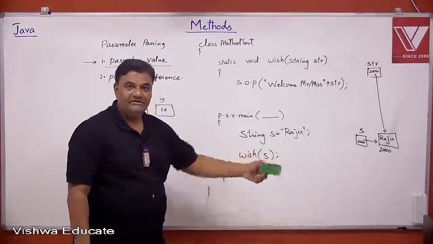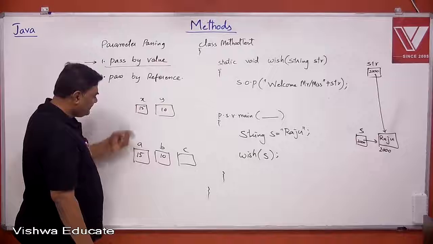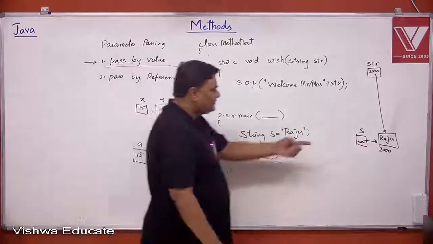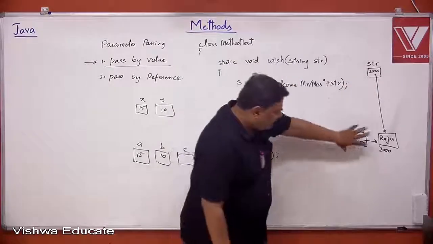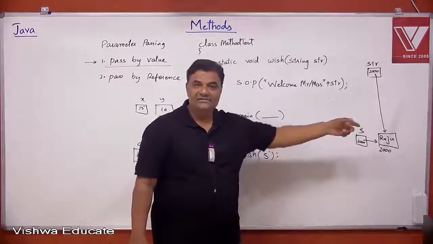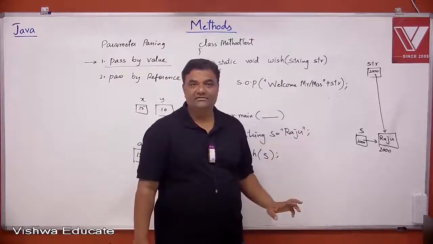They both are pointing to the same object. Look at this. What is copied from here to here? 15 was there, 15 is copied. 2000 was there, 2000 is copied. So whatever the value inside this one, the same value is given. Is it called by value or not? Yes, this is called by value only.